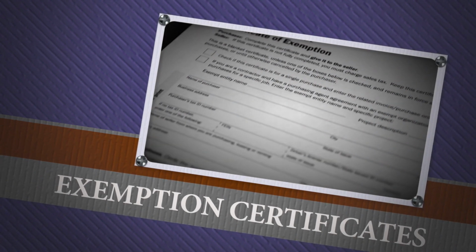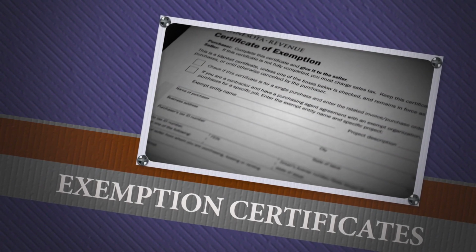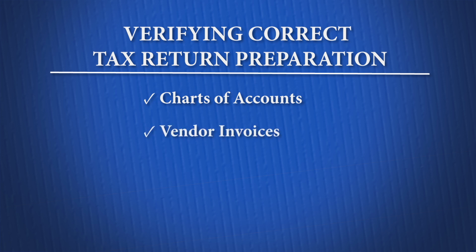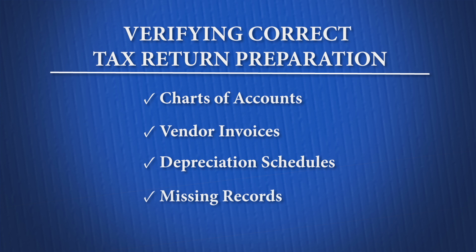Exemption certificates. These show us why you didn't charge tax on certain sales. Charts of accounts. These help us narrow down which of your records we want to review. Vendor invoices. Such invoices are at the heart of any use tax audit. Depreciation schedules. These help us determine what large items you bought. Keep in mind that we also check for missing records. Items you can't account for are taxable unless you can show us why they shouldn't be.